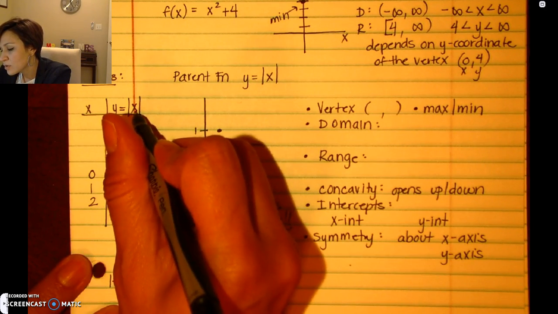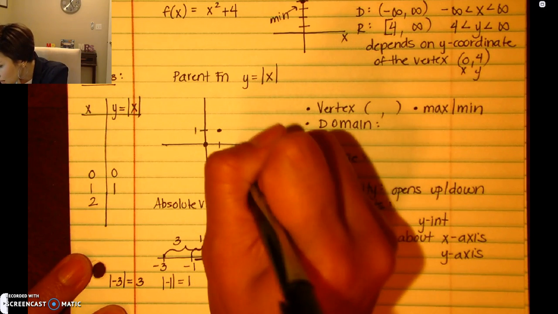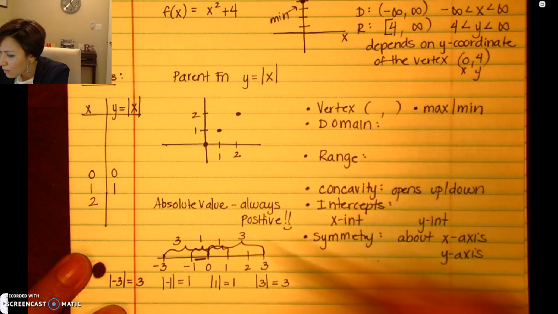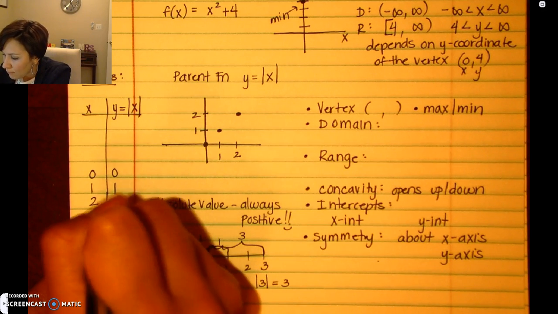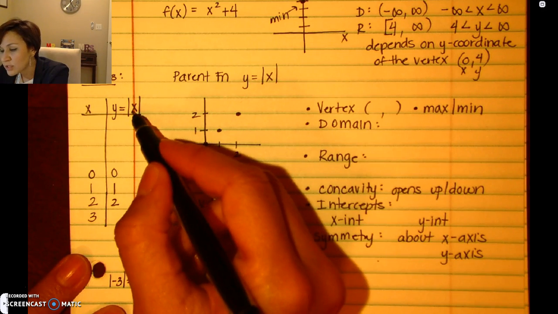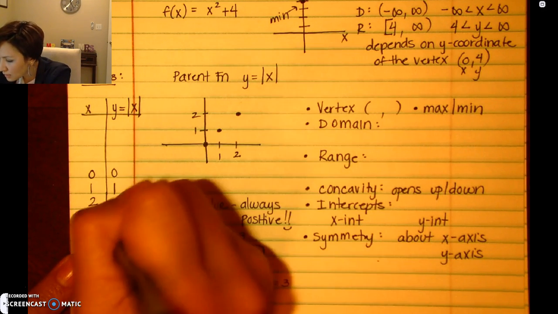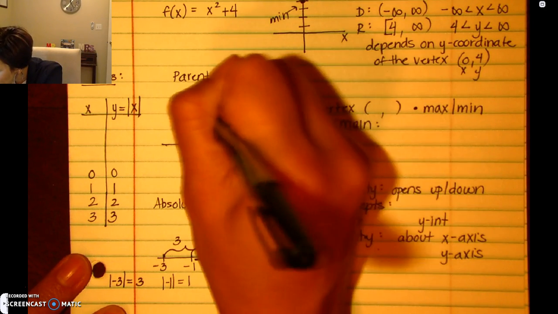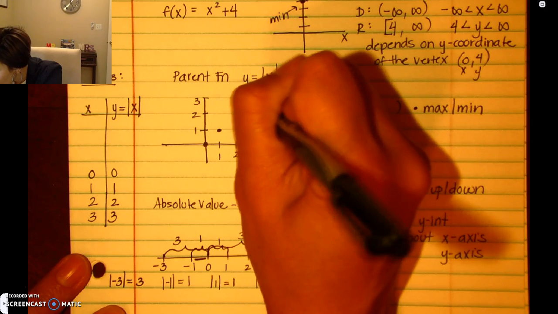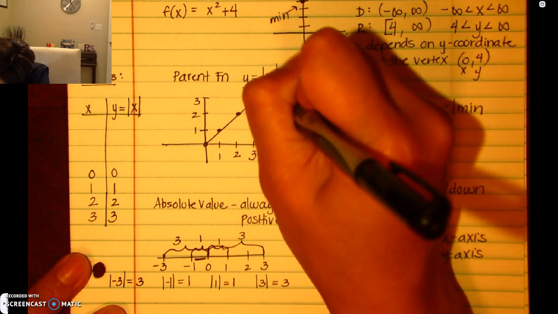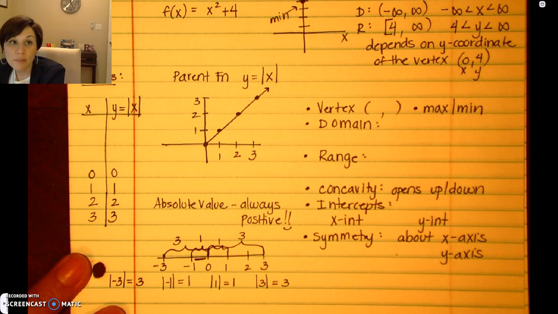Well, if x is equal to 2, what's the absolute value of 2? It is just 2. If I have x is equal to 3 as my input into my function, the absolute value of 3 is 3. 3 is my output. So I'm going to plot 3, 3. And if you notice, it is a straight line going up and moving to the right.